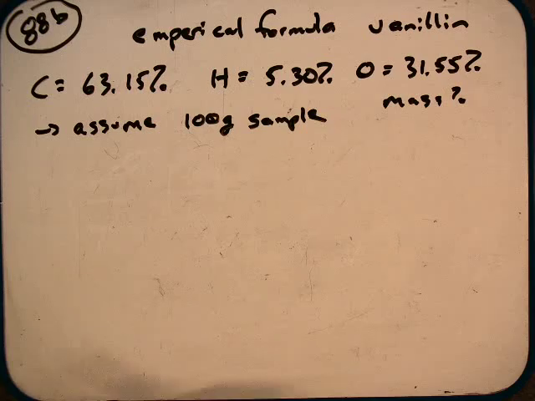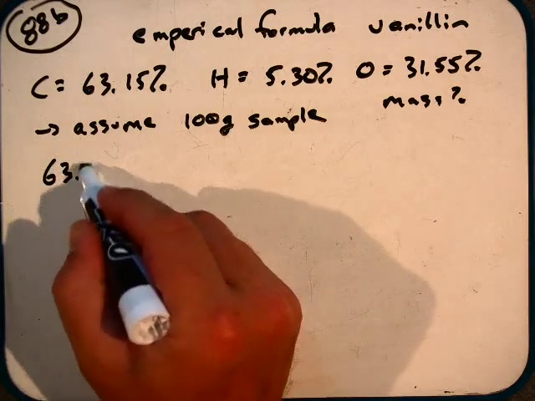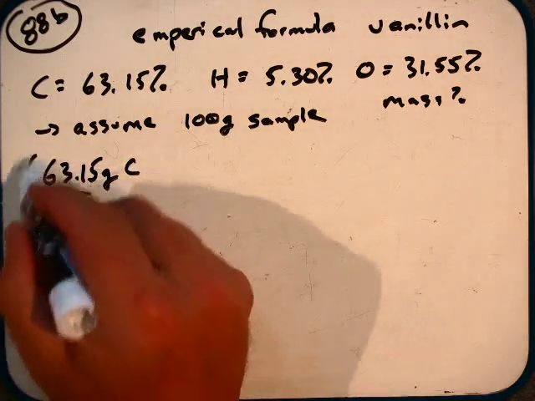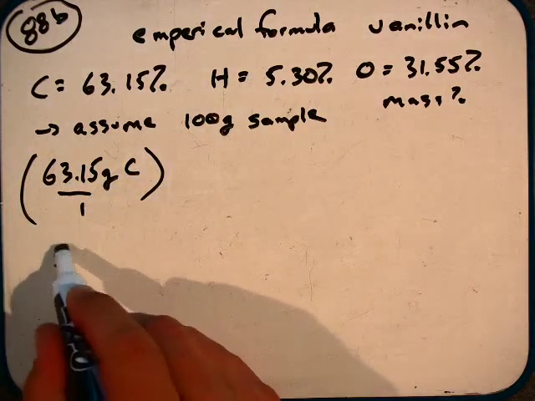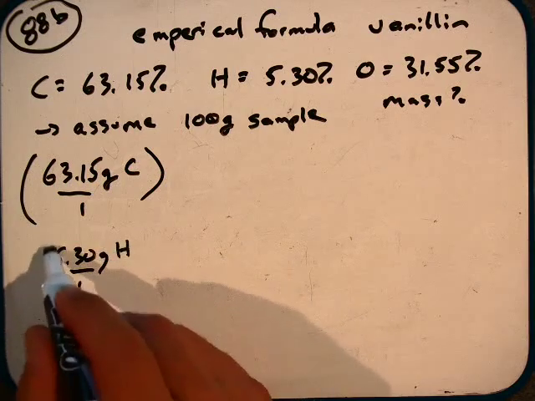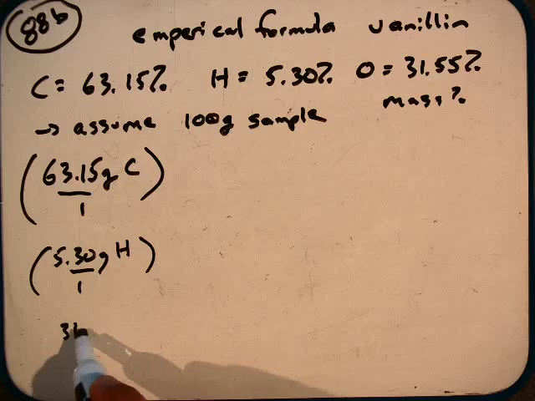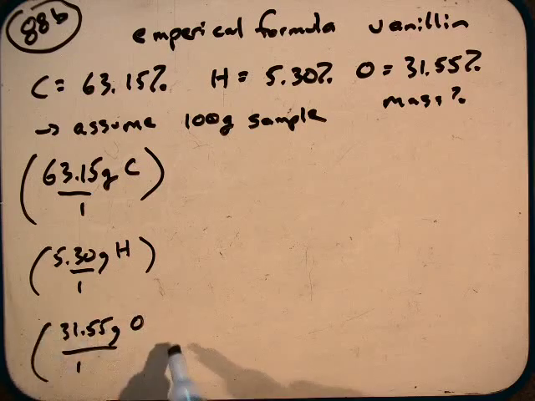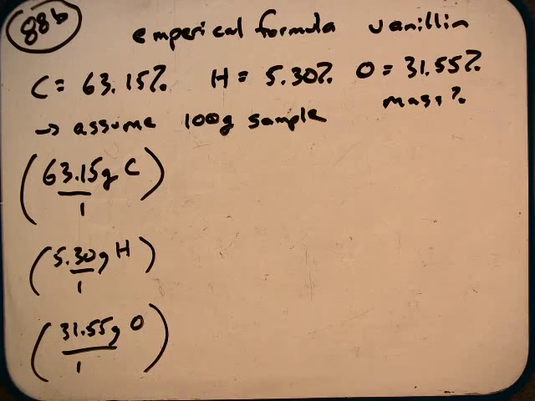We assume 100 grams because then that allows us to say, well, we have really 63.15 grams of carbon. We really have 5.30 grams of hydrogen. And we have 31.55 grams of oxygen. Again, since these are percents, the molecule only contains carbon, hydrogen, and oxygen, so those percents should add up to 100%. And so if we assume 100 grams of sample, then those percentages actually just turn into an actual mass. So 63.15% in a 100 gram sample is 63.15 grams, and so on.